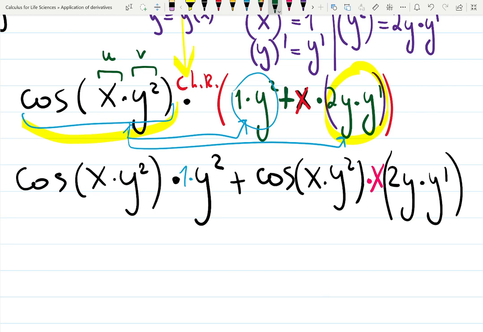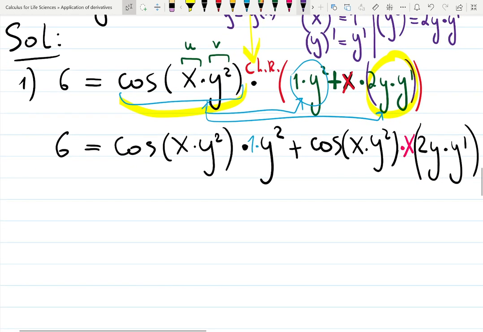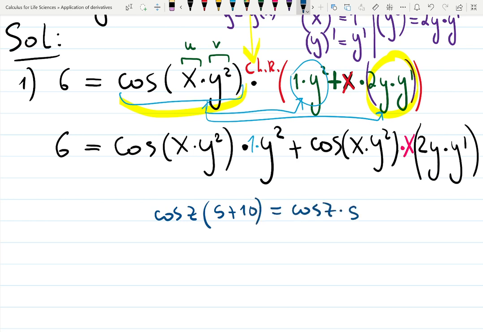Because of the summation. I see what you guys are confused with. Let me write it down. I would do it like this: cosine of z multiplied by 5 plus 10. You distribute cosine z by 5 plus cosine z times 10. Make sense? That's what I did. It's just a very random example. So there were 2 things. Cosine is multiplied by the first part plus cosine is multiplied by the second part. Make sense? Yeah.